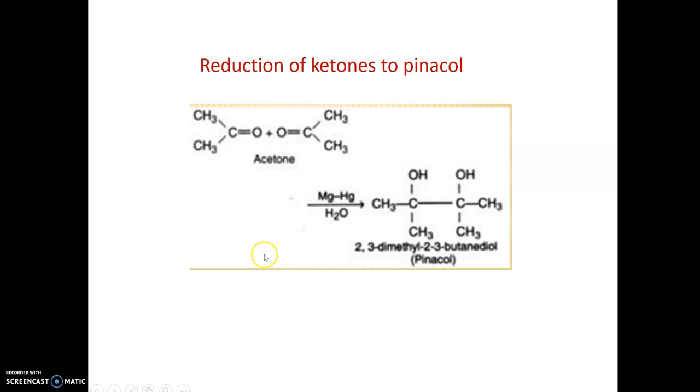Thus, aldehydes and ketones can be differentiated by reduction. We know aldehydes upon reduction give a primary alcohol, ketones upon reduction give a secondary alcohol, and ketones can be converted into pinacol, but aldehydes cannot be converted into pinacol.